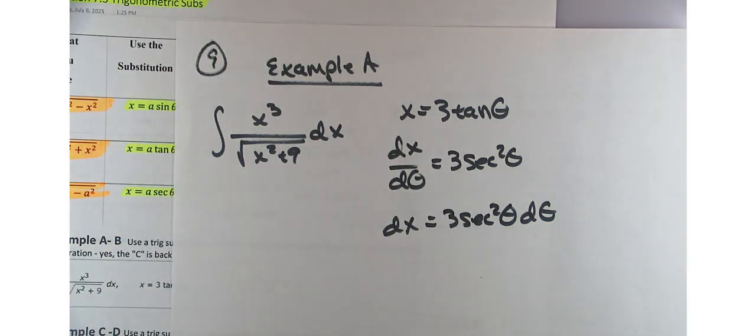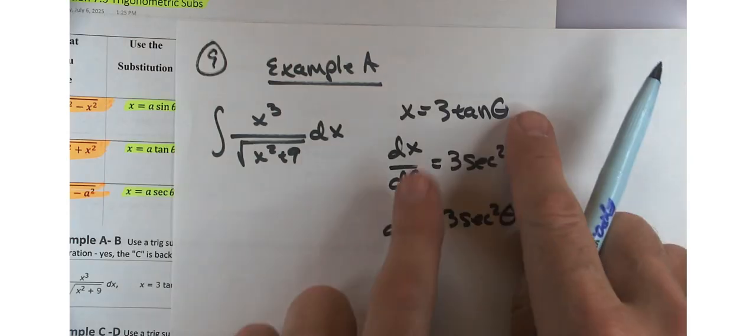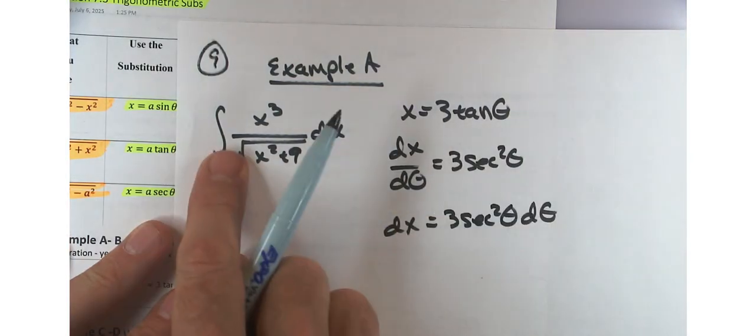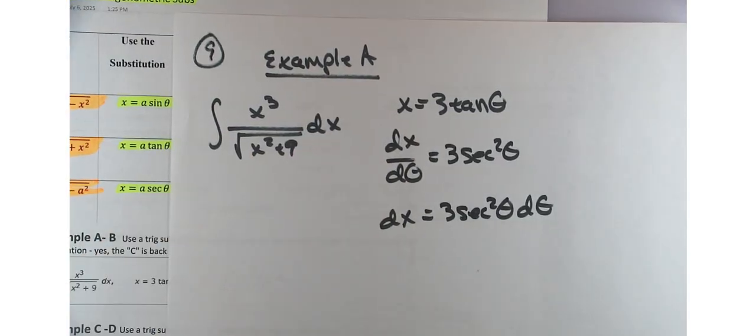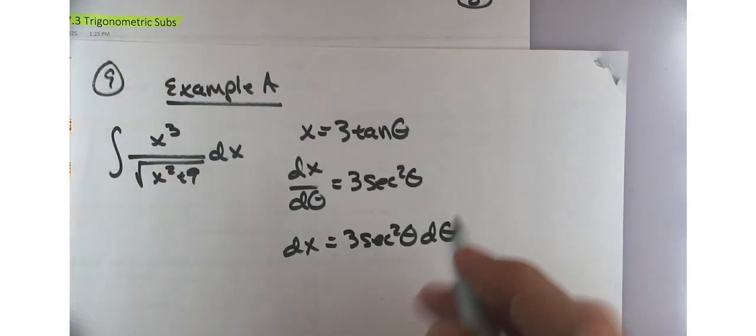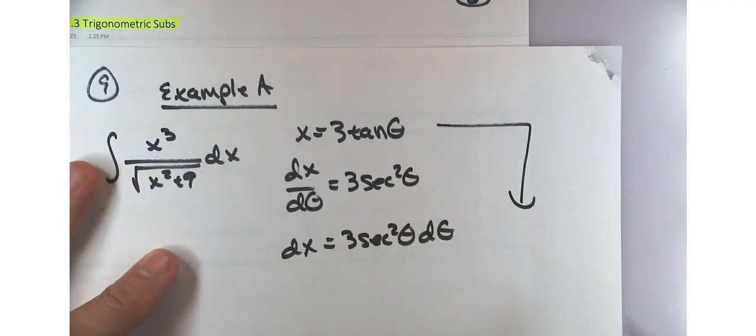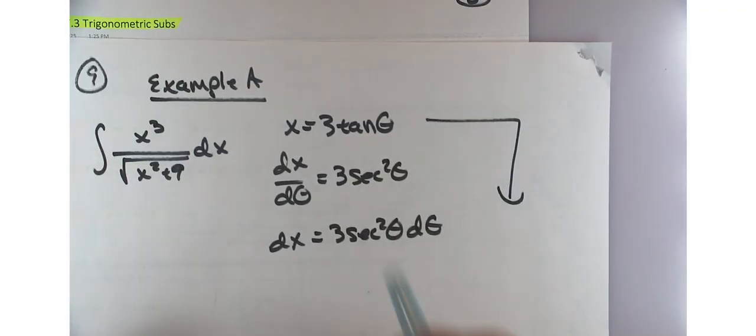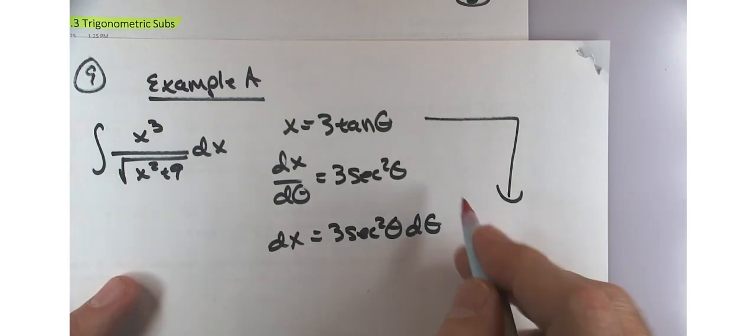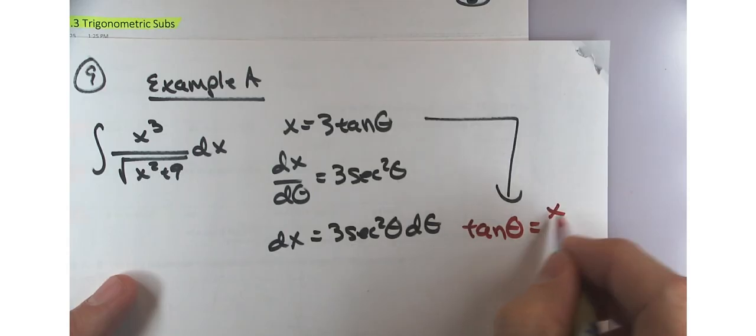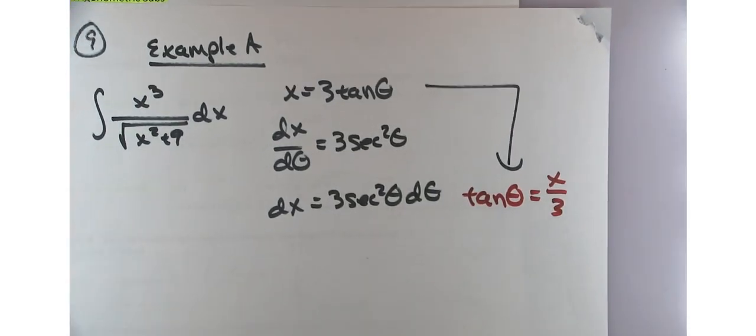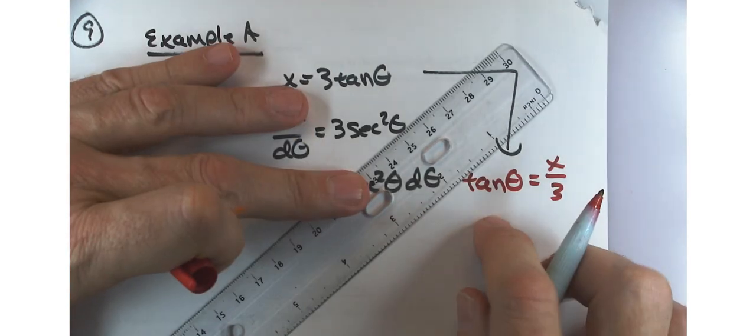Let's see, what else we got here? Well, let me rewrite a couple of these things. Let's put these things in here. You know, before we do that though, let me do one more thing. And that is, we're going to need to set up a little triangle here. And the triangle we're going to set up relates to this. If I solved for tangent of theta, I would get tangent of theta equals x divided by 3. Let's set up a triangle that has this relationship here.